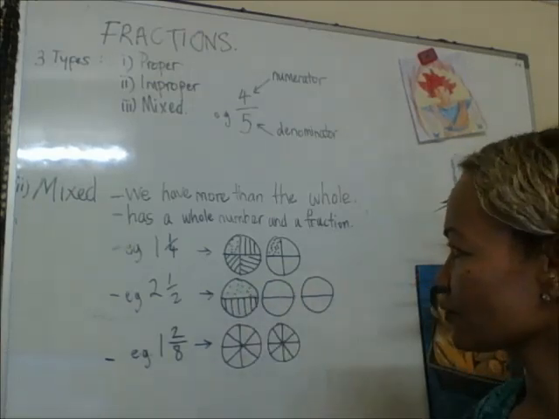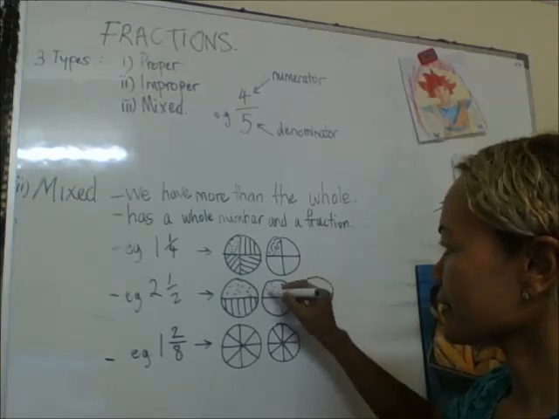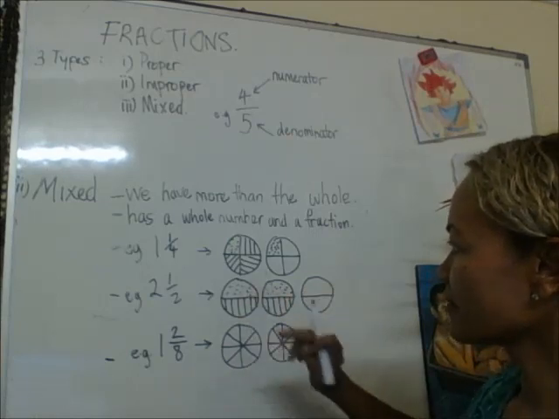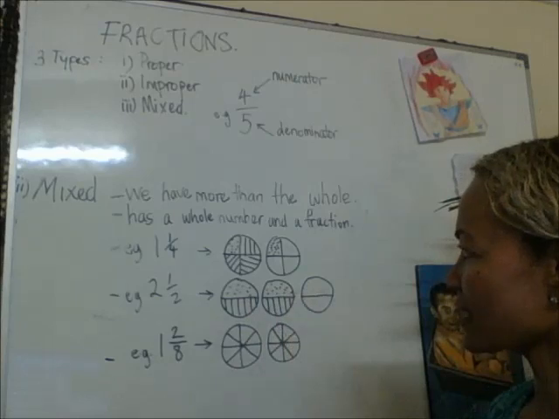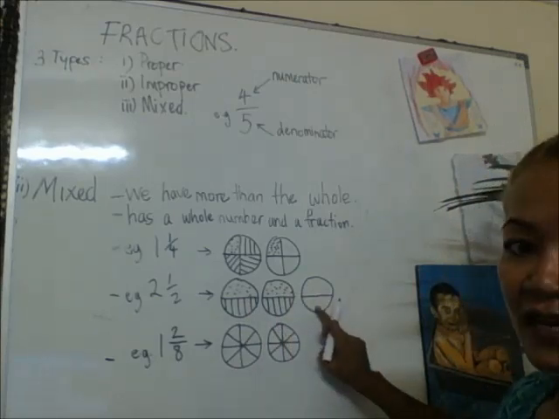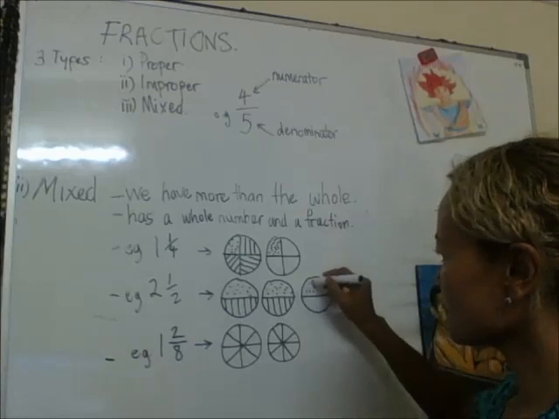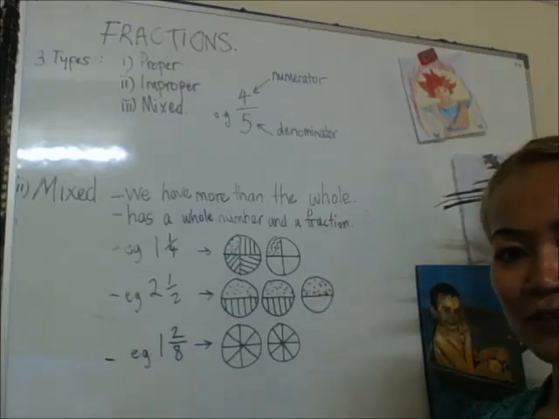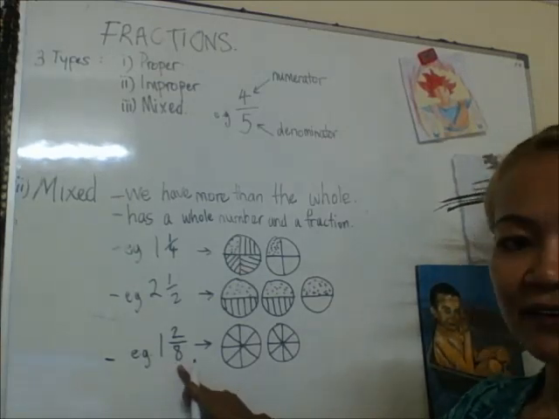So 2 out of the 2, that's 1. Second one, I'm shading both parts as well. 2 out of the 2, 2 out of the 2. So 1 plus 1. And now we're down to the half. So that's only 1 out of a possible 2. Now 1 and 2/8. Final example.